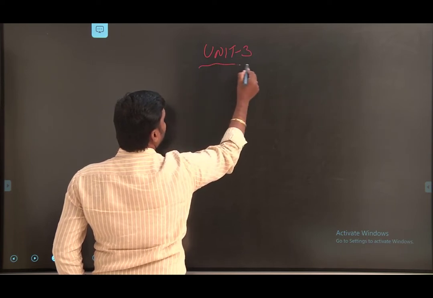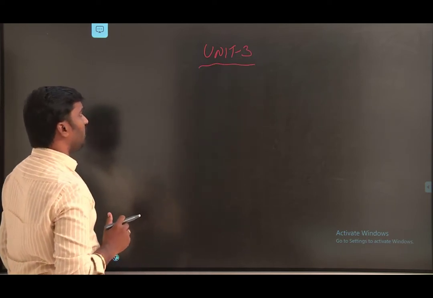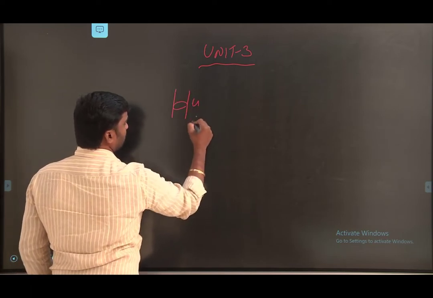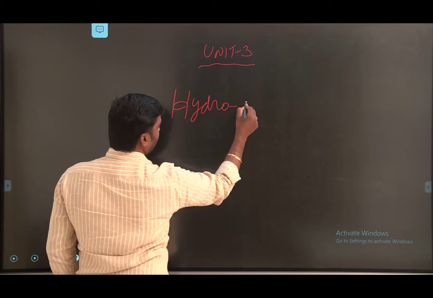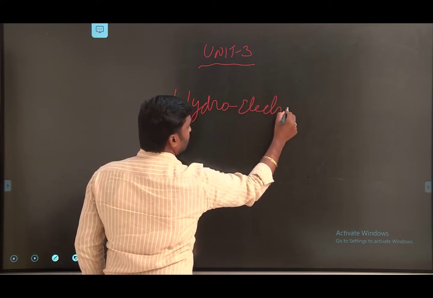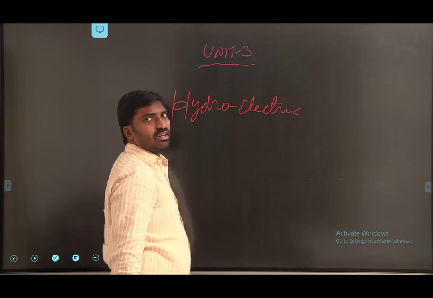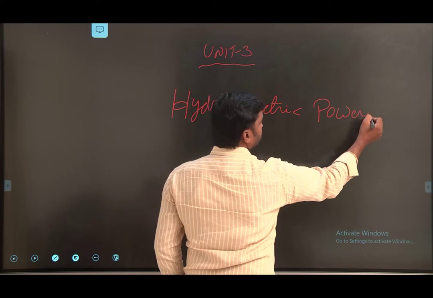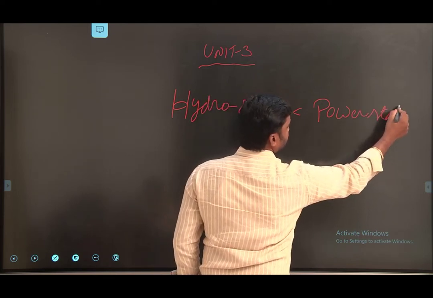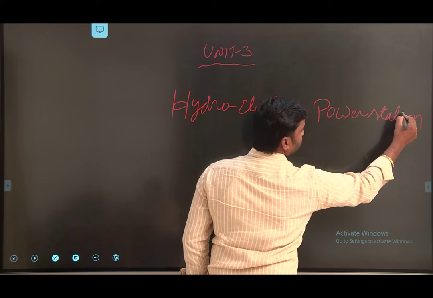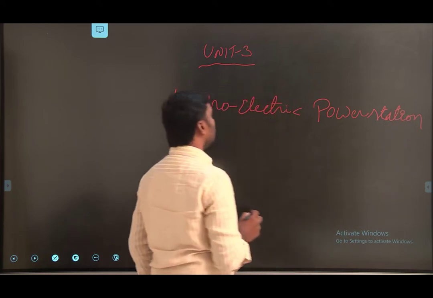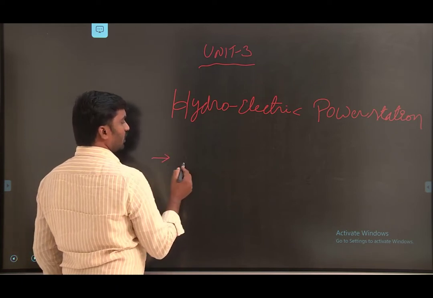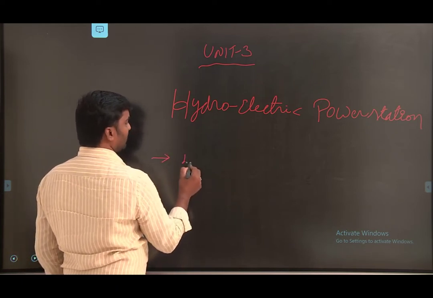So what concepts is unit 3 mainly focusing on? Unit 3 focuses on hydroelectric power generation. In hydroelectric power generation, the key role is played by water only. Hydroelectric power stations. What are the major components of a hydroelectric power station? The major components are, first, we need to construct a dam.